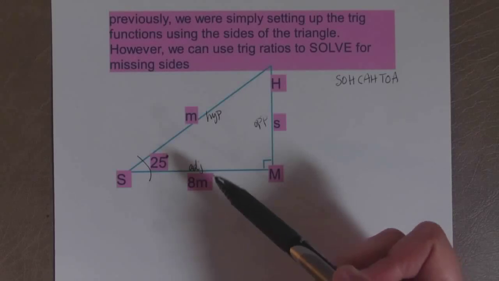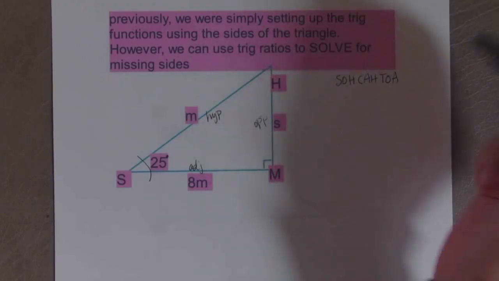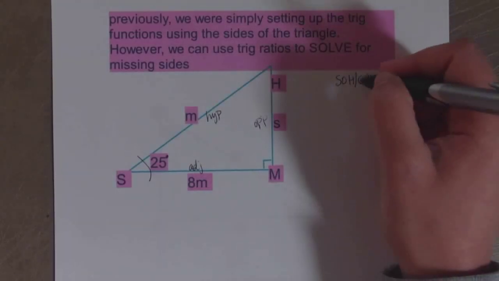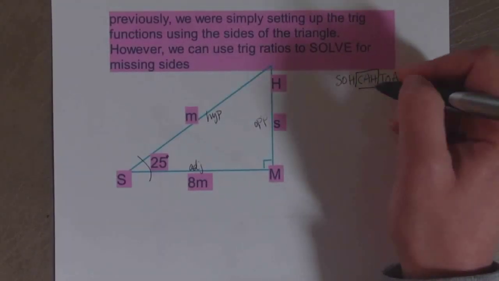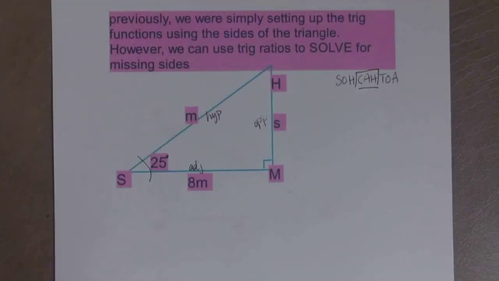So you want to figure out which ratio works with the A and the H. So I go to SOHCAHTOA. Where are the A and the H right beside each other? Right here. They come after the C, and the C stands for cosine. So that tells me we're going to use the cosine ratio to solve for M.